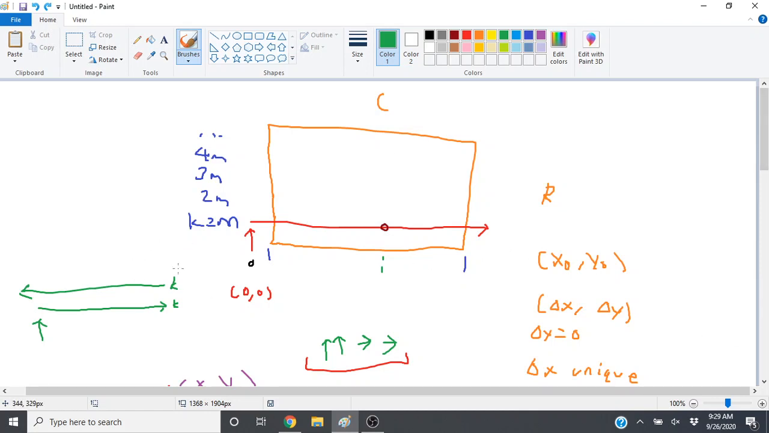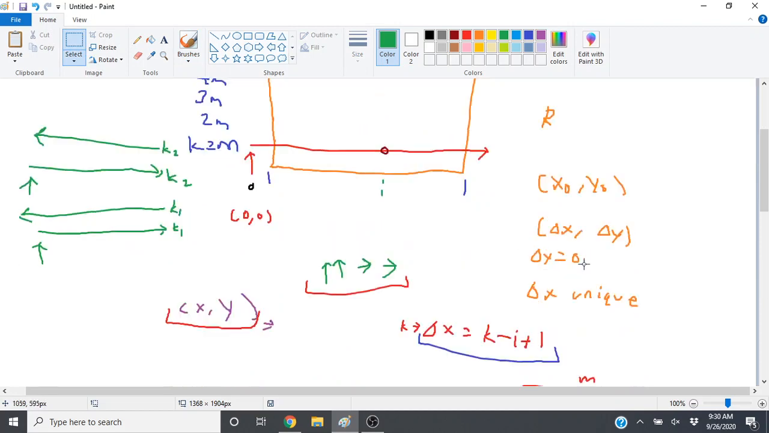So the move is n times go up, go to the right by k, go to the left by k, then keep going up, go to the right by some different k, for example, this can be k1, this can be k2, and then back to the left k2 times, up until we reach the end. And with this construction, all delta x values are going to be unique, so every possible ending position will be unique.